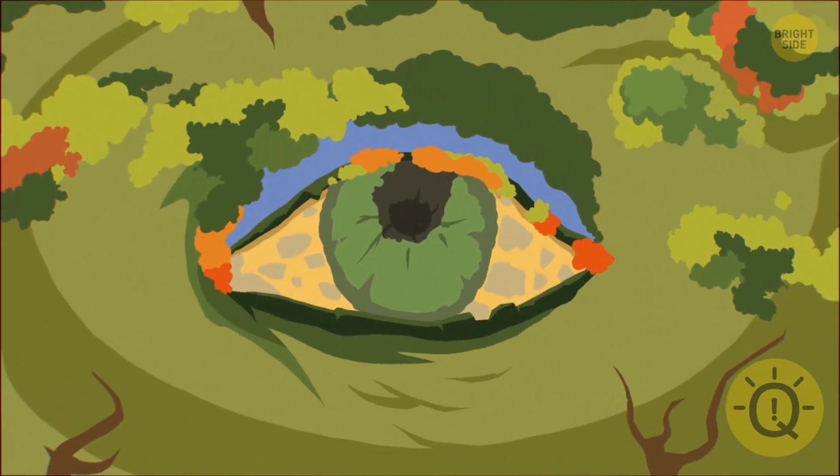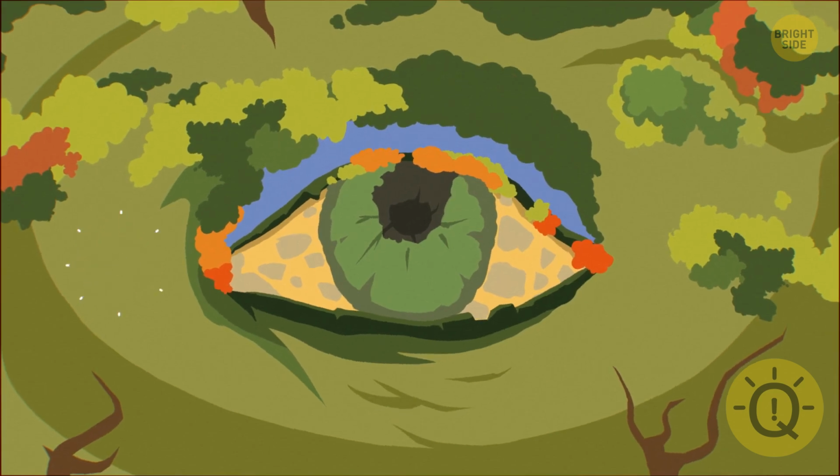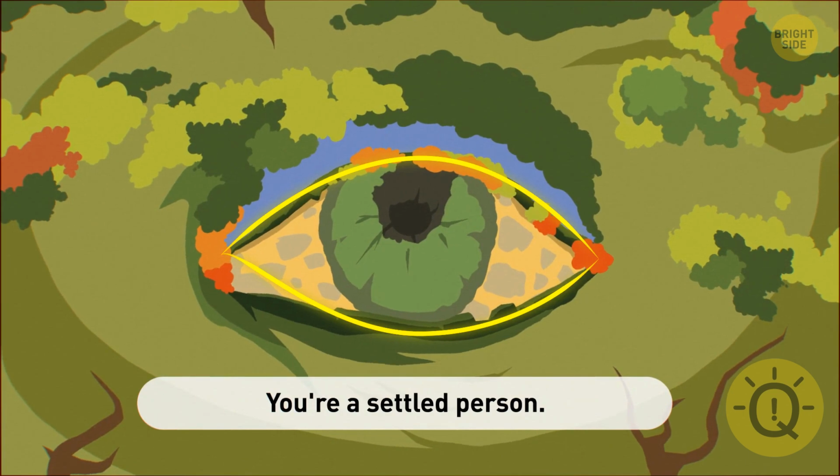What does this one look like to you? If you see a huge eye on the ground, you're a settled person who's pretty content with their life. You have your home, job, and favorite places, and wouldn't give up this comfort for some unknown path.